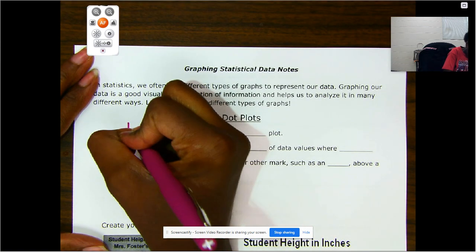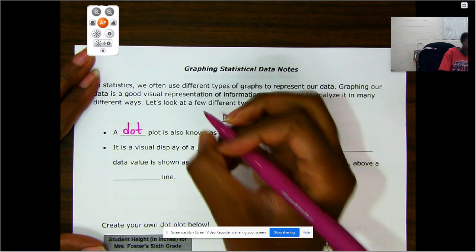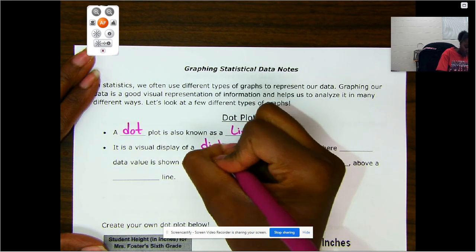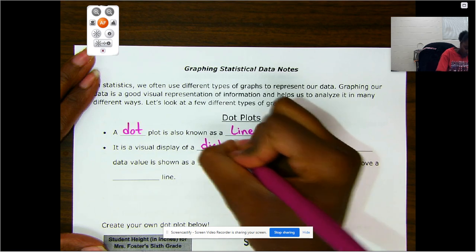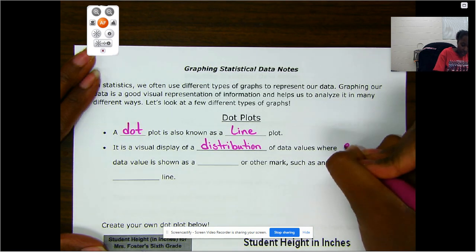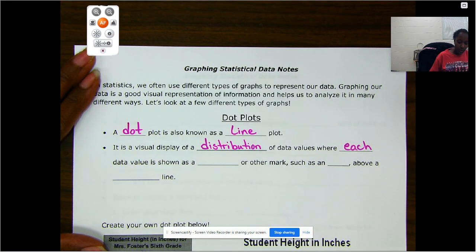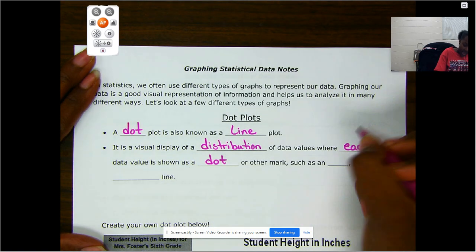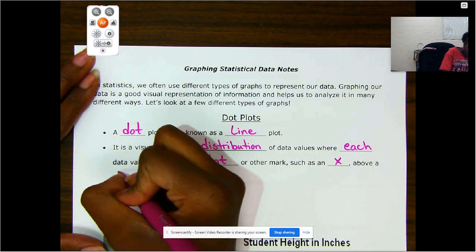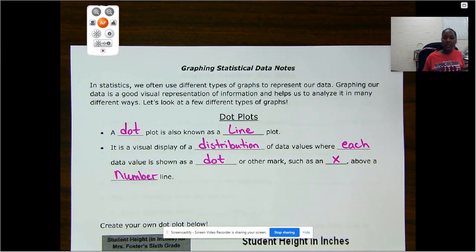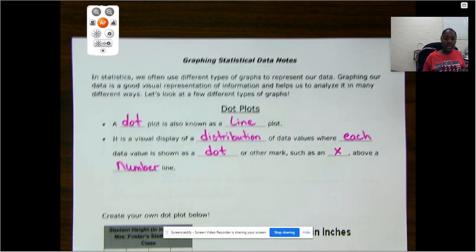A dot plot is also known as a line plot. It is a visual display of a distribution of data values where each data value is shown as a dot or other mark such as an X above a number line. Okay? So that's what dot plots are. Now let's take a look at an example.